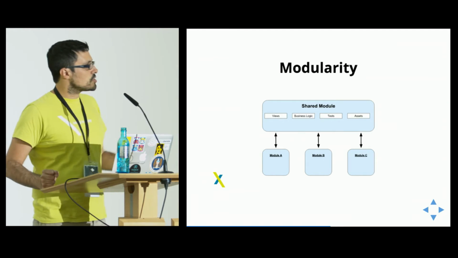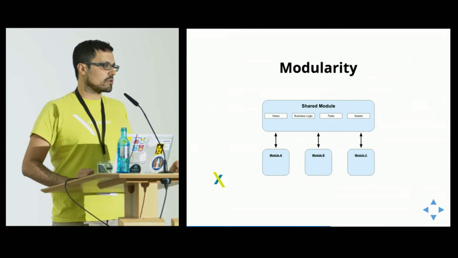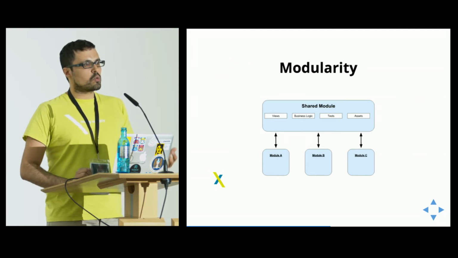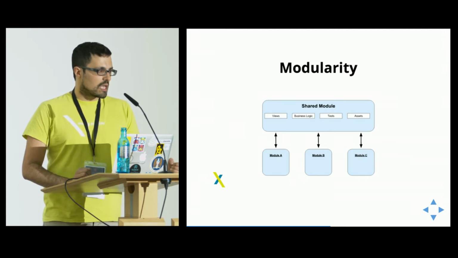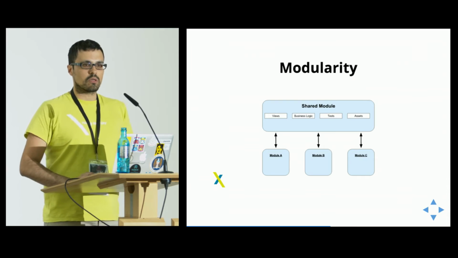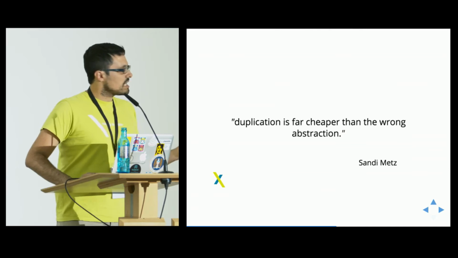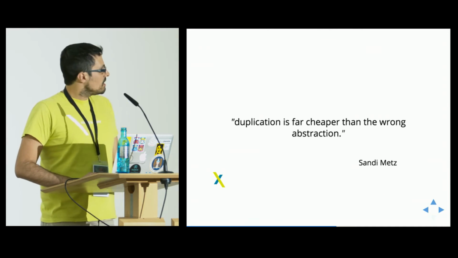But in that situation, your code is not disposable anymore, so you are not sacrificial. So sometimes you need to accept code duplication in order to keep your application disposable. And remember that duplication is far cheaper than the wrong abstraction. It's a very important concept because sometimes we need abstractions that are cages for our business logic.